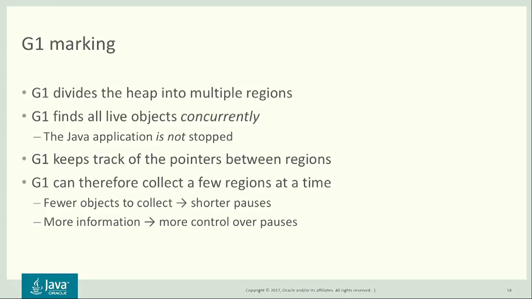G1 can decide to collect a few regions at a time. By doing so, it can limit the number of objects being processed, resulting in lower pauses. Relative to other collectors, G1 has more data on the state of objects in the heap before a collection begins, giving it more control over the length of the pauses.